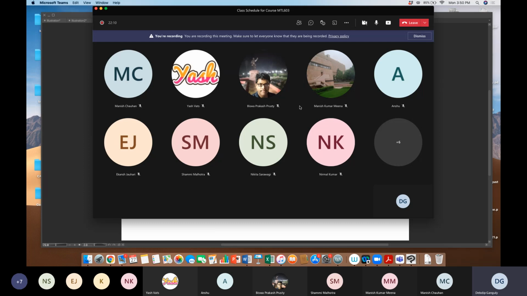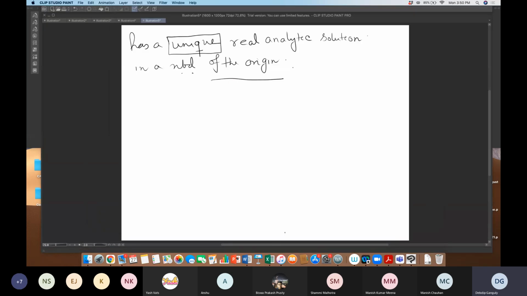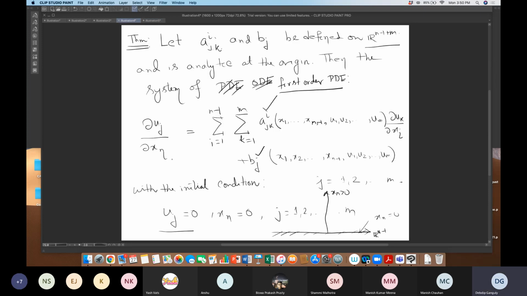From there you can't get uniqueness. This is a PDE. A PDE may not have a unique solution. Suppose I have given you that there is a real analytic solution. Then how to show it is unique? Suppose this PDE has a real analytic solution with this initial condition. Then you tell me how I could show that this is a unique real analytic solution.